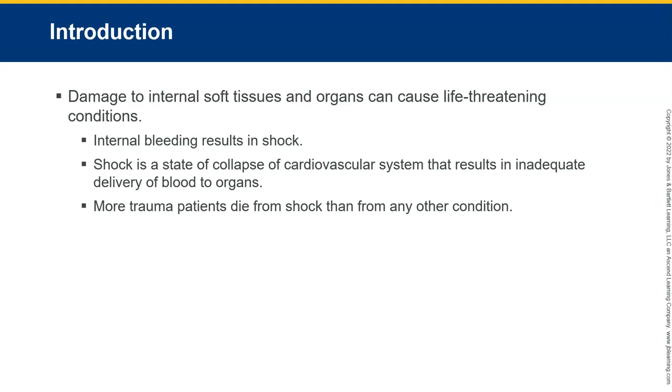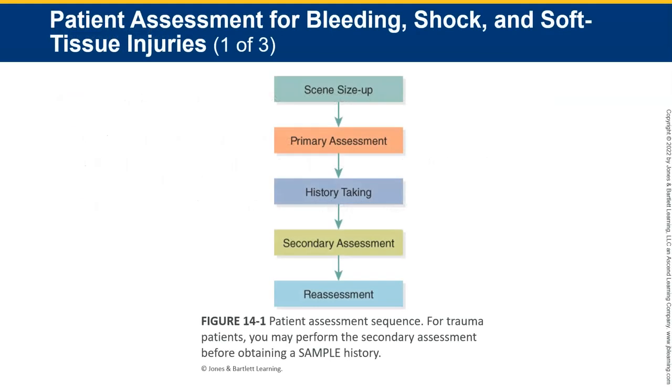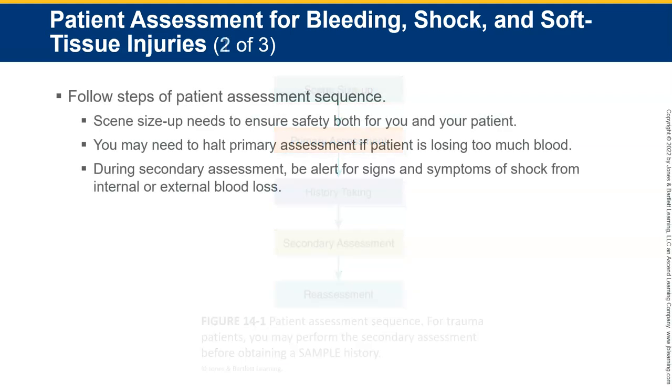Also, we're going to learn how to gauge the extent and depth of burns, and then we're going to understand their causes as well, all within this one chapter. So patient assessment, nothing changes, still all the same stuff, right? We're still doing the same thing. So trauma patients, we're going to perform the secondary assessment before obtaining a SAMPLE history. That's one slight difference that you might notice.